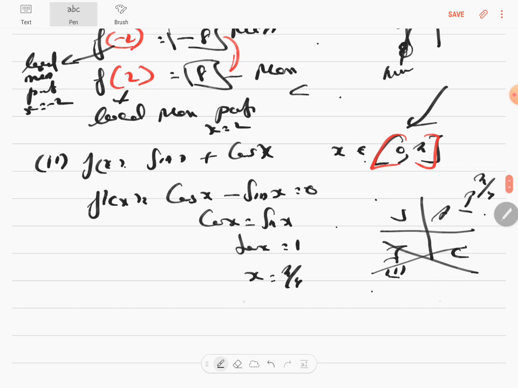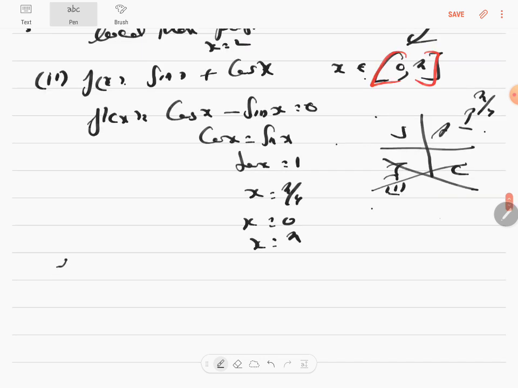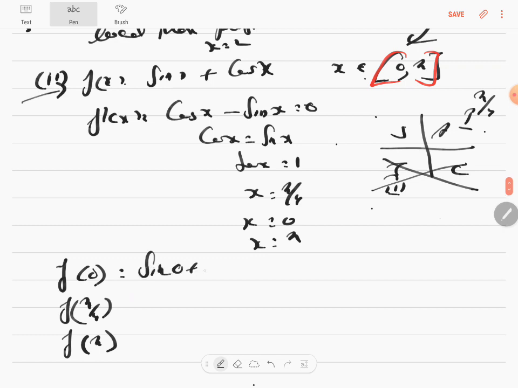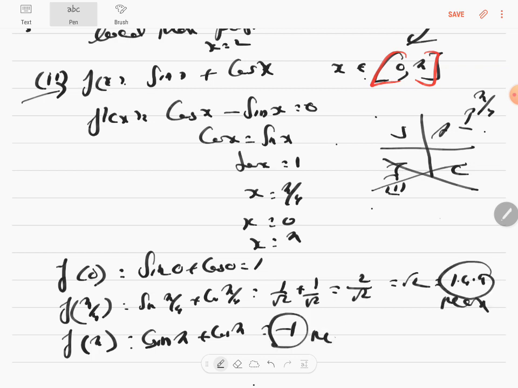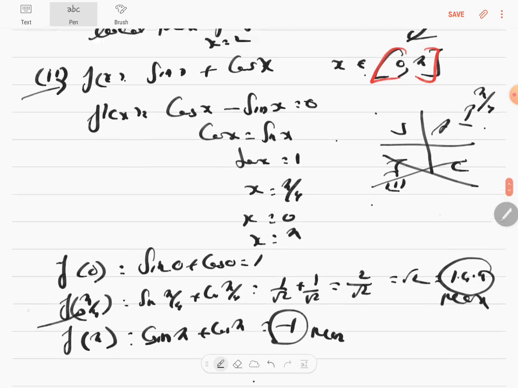You also must take x is equal to 0 and x is equal to pi and substitute them all in the function. So f of 0, f of pi by 4 and f of pi. Sin 0 plus cos 0 is just 1. Sin pi by 4 plus cos pi by 4 is 1 by root 2 plus 1 by root 2, which is 2 by root 2, which is root 2. Sin pi is 0 plus cos pi is -1. Root 2 is 1.414. So definitely this is your maxima and this is your minima.